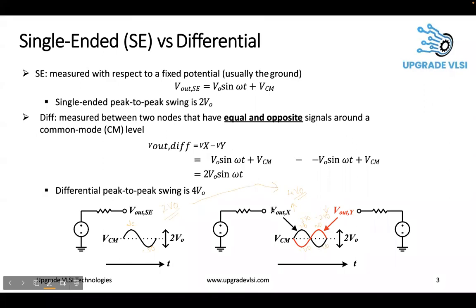Any questions on this? Please note here the differential assumption is the signals vary equally and in opposite direction. Let's say this is grounded and this is varying, then it is not a pure differential signal. It has both components, differential and common mode. As per the definition, both should vary equally and in opposite directions.